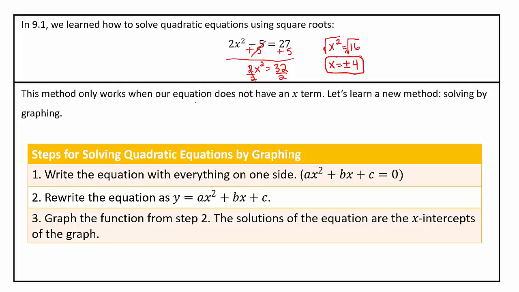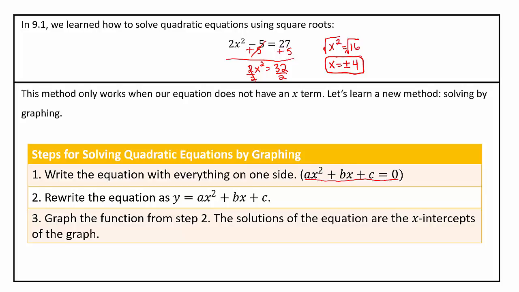The problem with this method, which makes it so we have to have other ways of doing these problems, is that this method only works when our equation doesn't have an x term. So the standard form for a quadratic equation is what's in this box right here, ax squared plus bx plus c equals 0. In this standard form, they have accounted for having an x squared term, which we had, a 2x squared, and they've accounted for having just a regular x, which we did not have in this example.